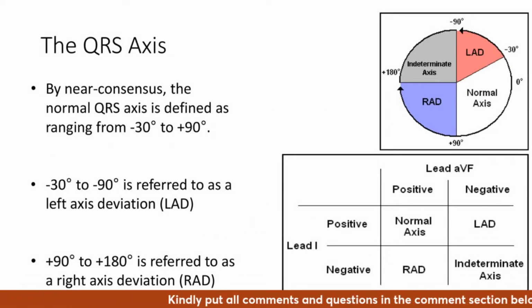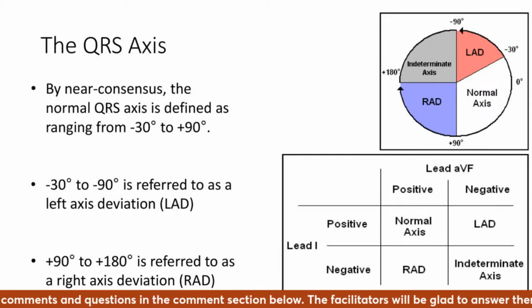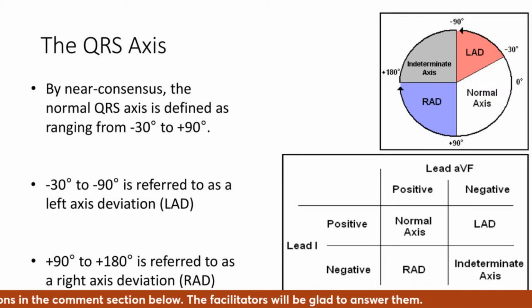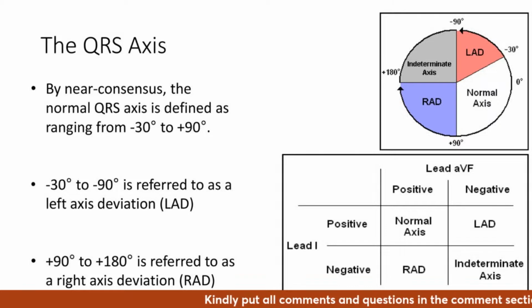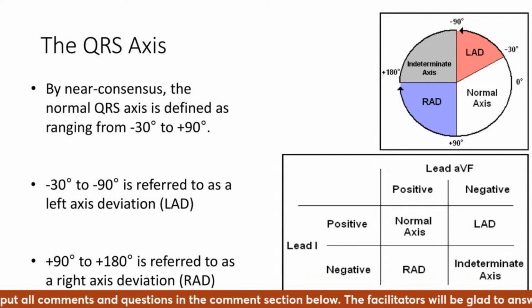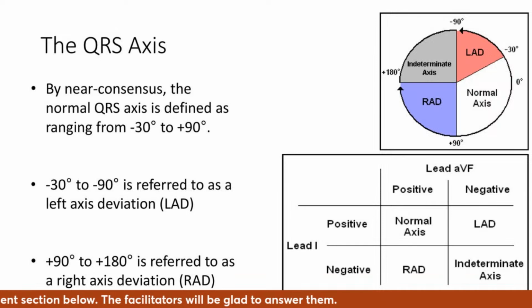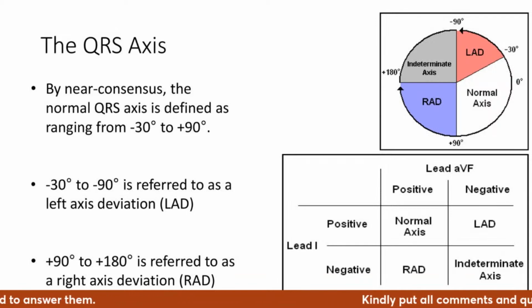So there are various ways of determining the QRS axis, and the commonest by far is to look at your lead 1 and then your lead AVF. If you have a positive deflection in lead 1 and a positive deflection in lead AVF, your axis should be somewhere in this range, between minus 30 and plus 90. That should be considered a normal axis. It means that the summation of electrical conduction is traveling in that direction. So that would be a normal axis.